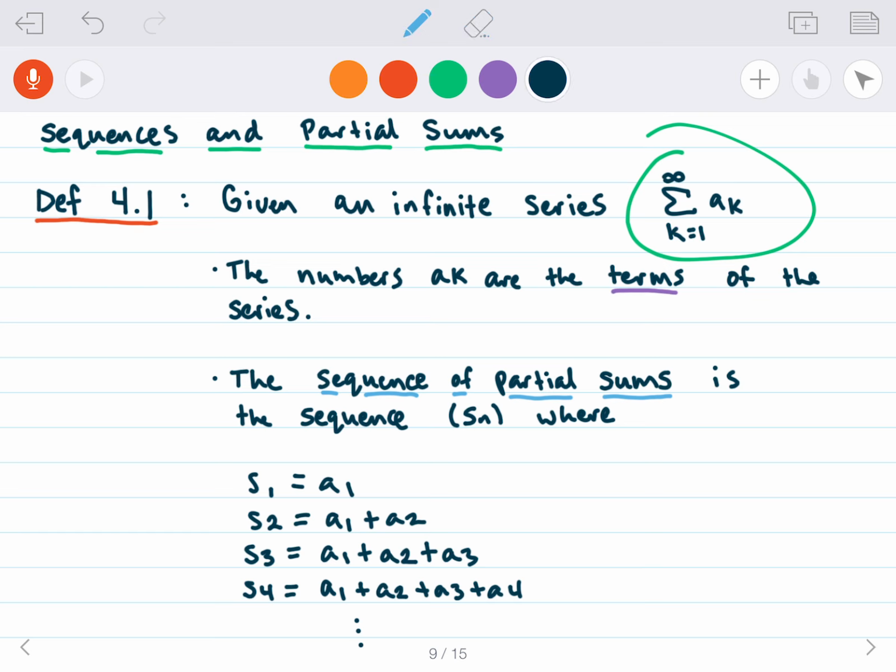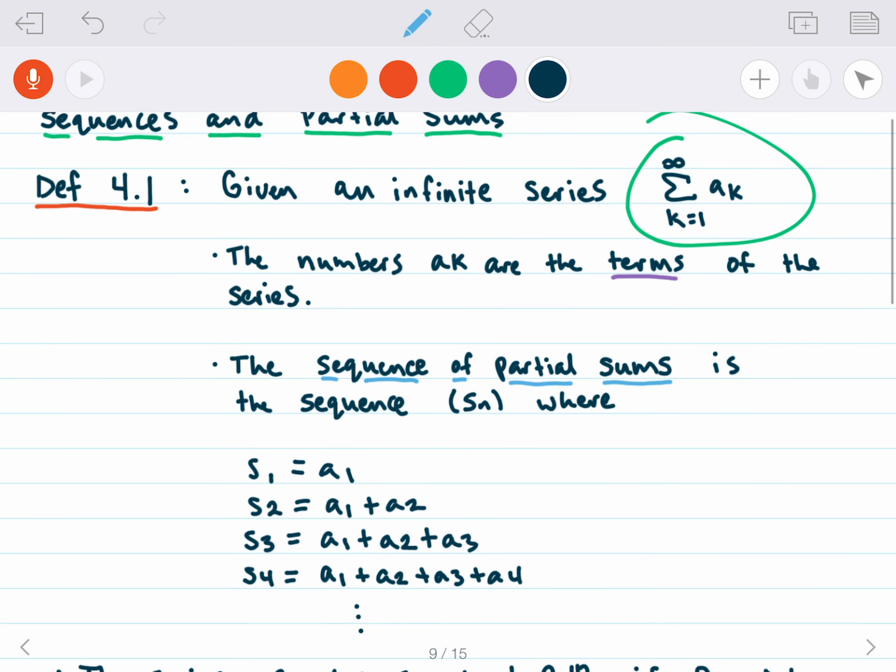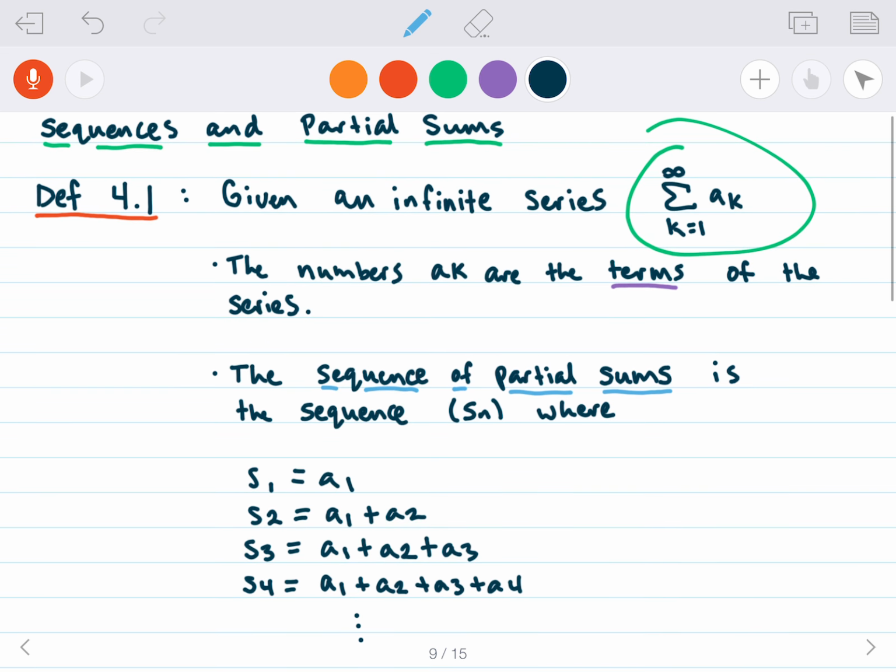And we call the numbers in the series the terms, okay? And we call the sequence of partial sums S sub n, where S sub 1 is the first term, S sub 2 are the first 2 terms added up, S sub 3 is the first 3 terms added up, and so forth. So this is the sequence of partial sums.